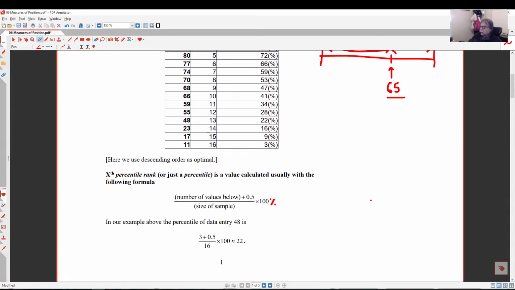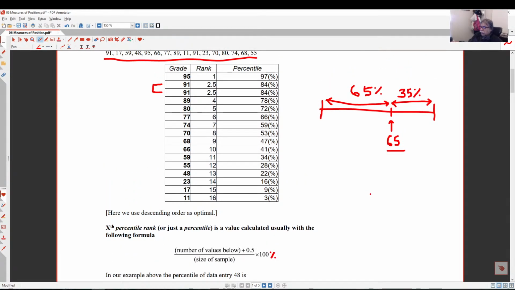So that's the idea. How do we calculate it by using a formula? Well, for example, for 74, which is a rank 7 here, we can calculate the percentile by counting how many items are below, and that number below would be 1, 2, 3, 4, 5, 6, 7, 8, 9. So we would use 9.